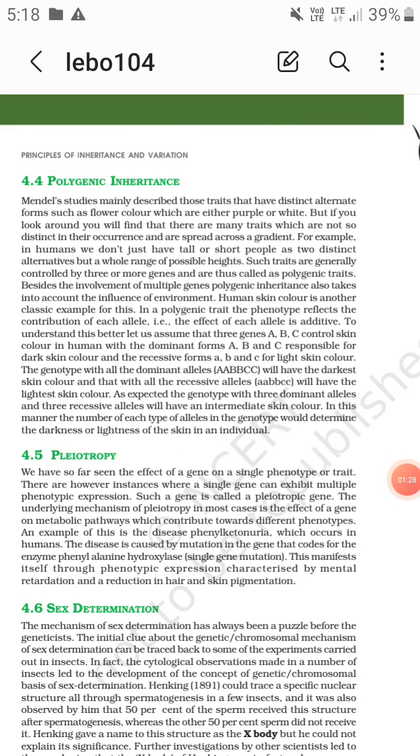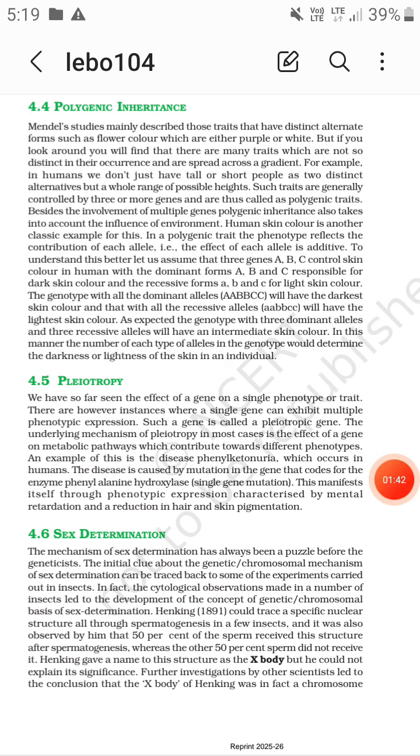Polygenic inheritance examples: human skin color and human height. Such traits are generally controlled by three or more genes and are thus called polygenic traits. The genotype with all dominant alleles, capital A, capital A, capital B, capital B, capital C, will have the darkest skin color; with all recessive alleles, it will have the lightest skin color; and an intermediate genotype, like three dominant alleles and three recessive alleles, will have an intermediate skin color.